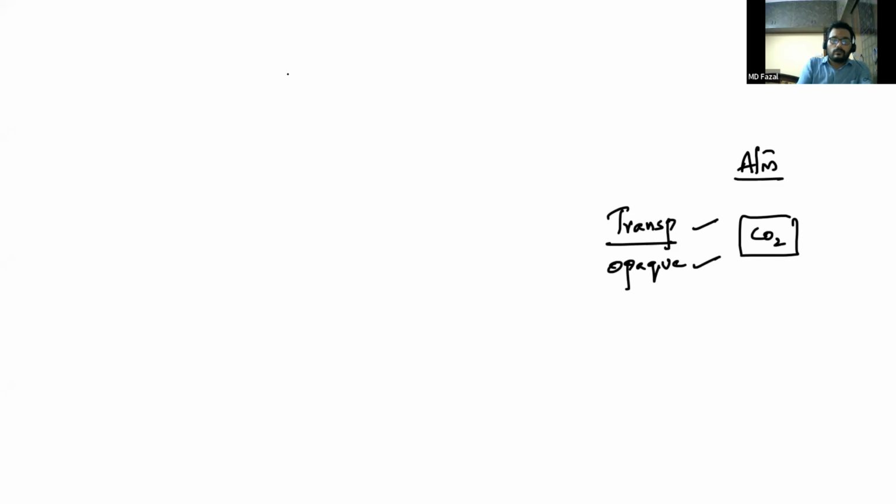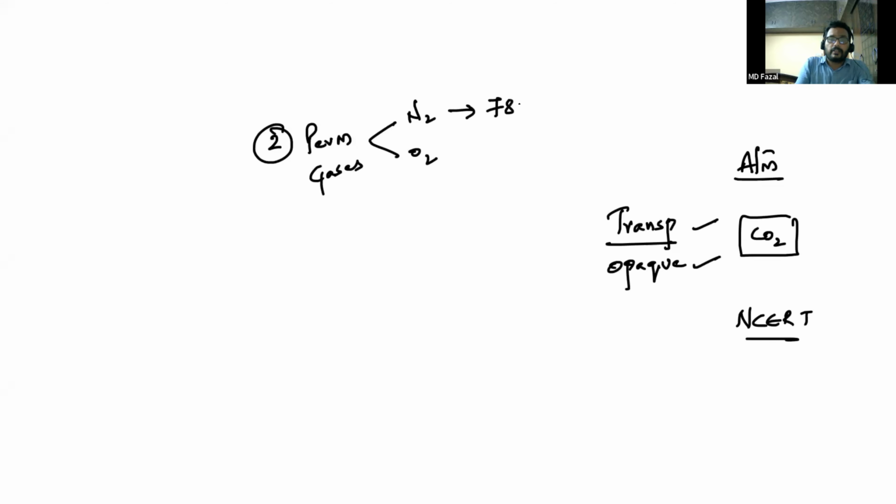Okay, so what are the two permanent gases in atmosphere? Nitrogen and oxygen. Yeah, good. So two permanent gases: one is nitrogen, the other one is oxygen. Remember, these two are the most important permanent gases. Nitrogen corresponds with 78 percent, oxygen with 21 percent. Overall this comes to around 99 percent.